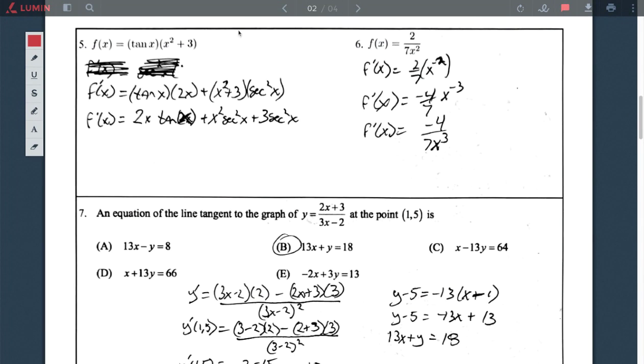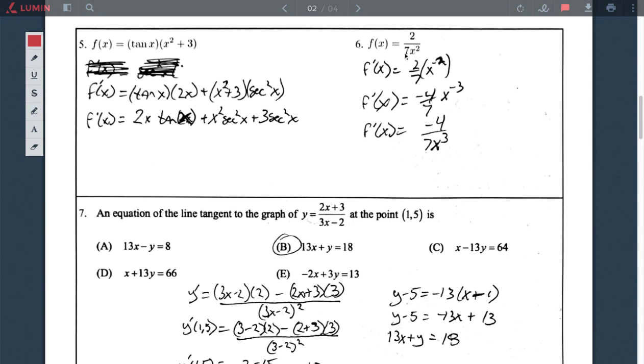Number 5, product rule here. So first times derivative of the second plus the second times the derivative of the first. Like I said in class again, anytime you're doing product rule or quotient rule, make sure you put your stuff in parentheses. So first, derivative of the second, second, derivative of the first. Notice everything is in parentheses. Then distribute. So over here, I have 2 tangent of x. Over here, the secant squared needs to go to both of these. So I have x squared secant squared, and I have 3 secant squared x. And then that's good enough for 5.